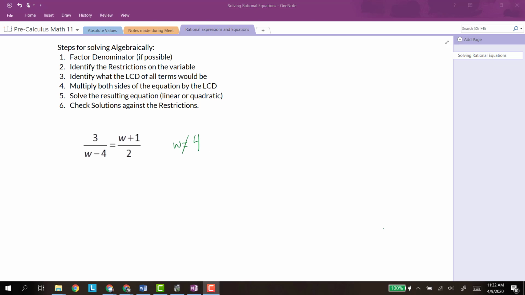Step 3, identify what the LCD, the lowest common denominator of all the terms, would be. Well, we just have these 2 terms here, and so clearly the lowest common denominator is going to have to be 2 times w minus 4, and I'm just going to leave it in the factored form.